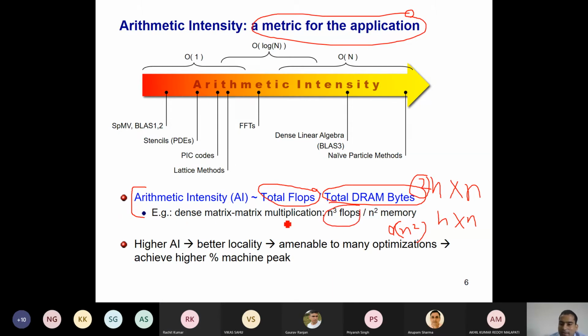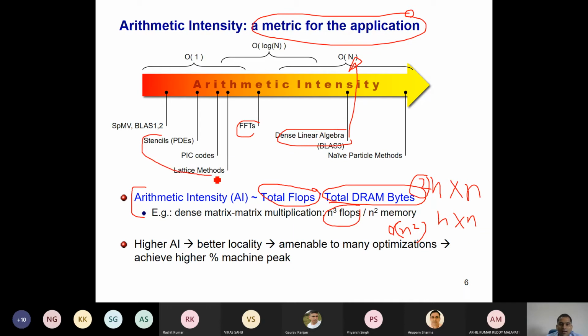So as you can see, in a dense matrix multiplication, we fetch order of n square data and we perform n cube operations on it. So for dense matrix multiplication, dense linear algebra, it will have arithmetic intensity order of n. Now in FFT we do n log n computation. So here for FFT, the arithmetic intensity is in the range of order of log n.